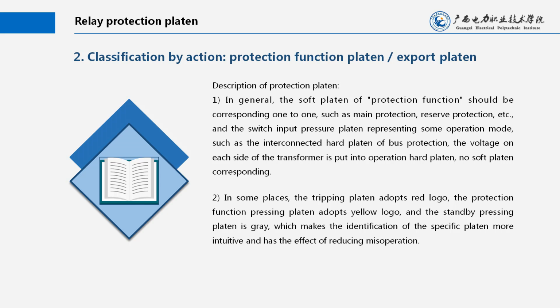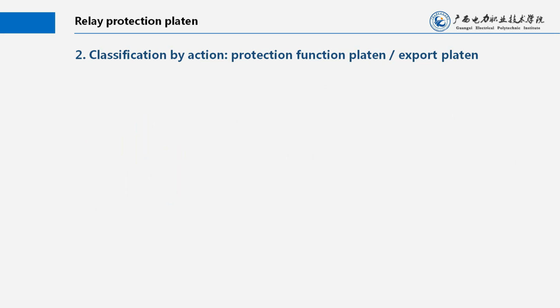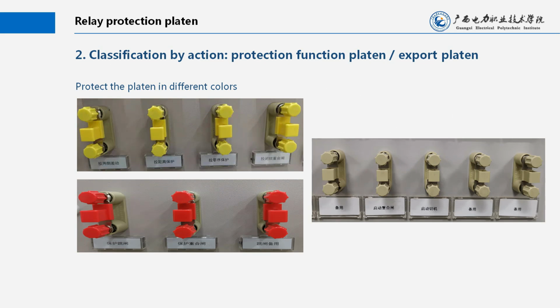2. In some places, the tripping platen adopts a red logo, the protection function pressing platen adopts a yellow logo, and the standby pressing platen is gray, which makes the identification of the specific platen more intuitive and has the effect of reducing misoperation. Protection platens in different colors.